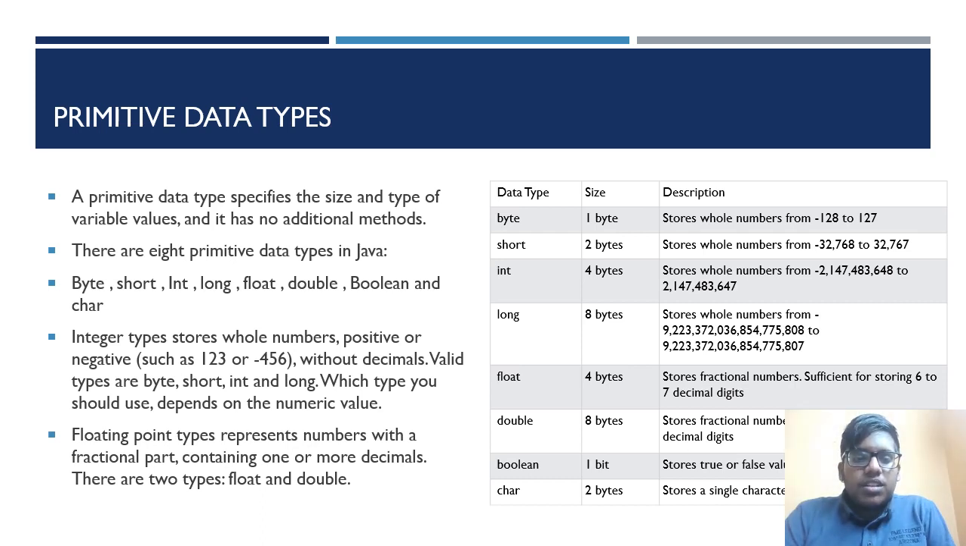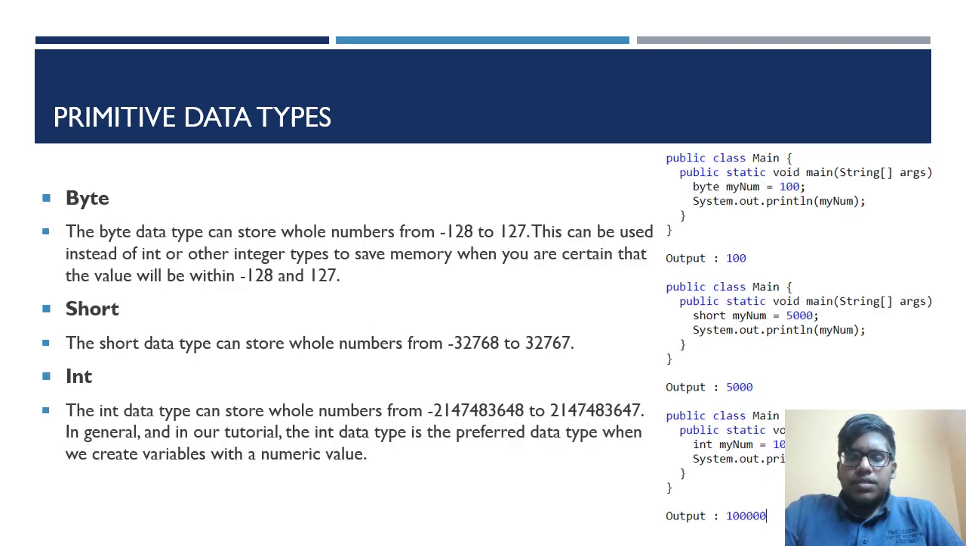Floating point types represent numbers with a fractional part containing one or more decimals. There are two types: float and double. Byte. The byte data type can store whole numbers from -128 to 127. This can be used instead of int or other integer types to save memory when you are certain that the value will be between -128 and 127.